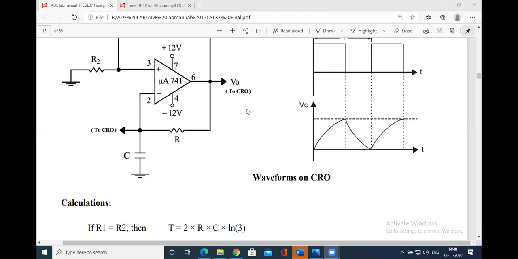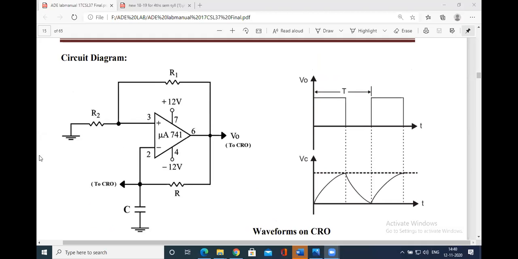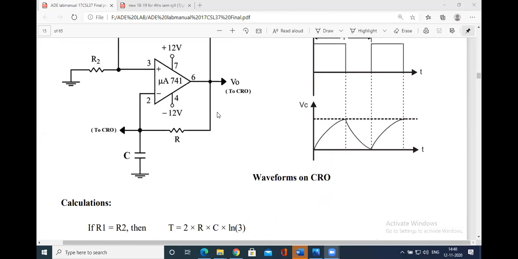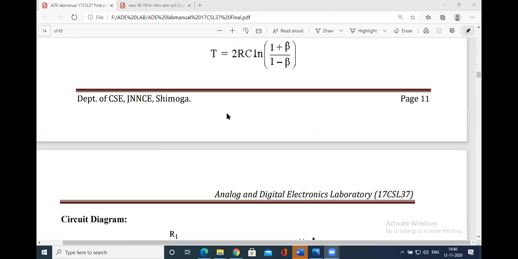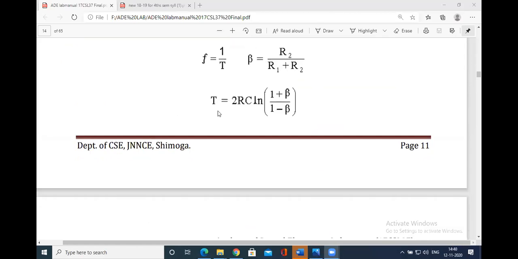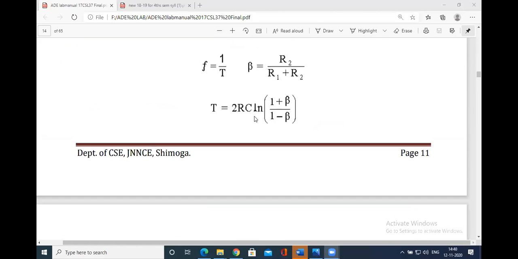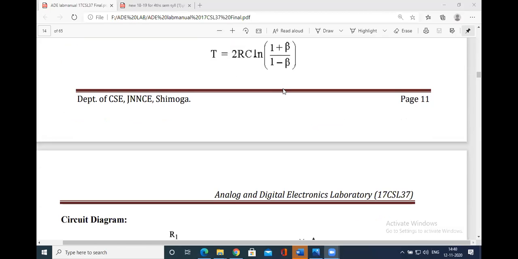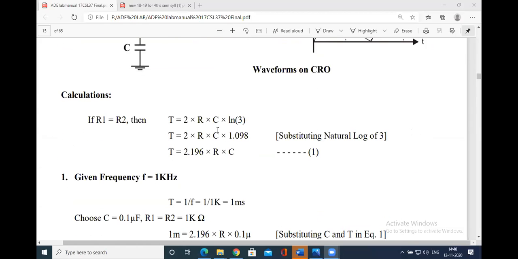So you know the circuit, all of you. Here is the complete circuit, right? What all the calculations you have? As I said, these are all standard formulae. We have to remember 2RC natural log of (1 plus beta) by (1 minus beta). This could be written as natural log of 3.